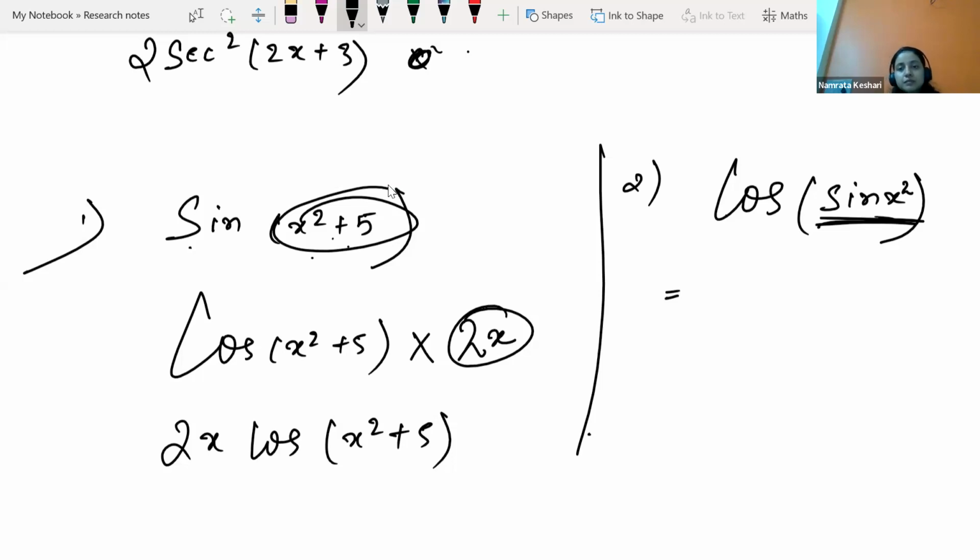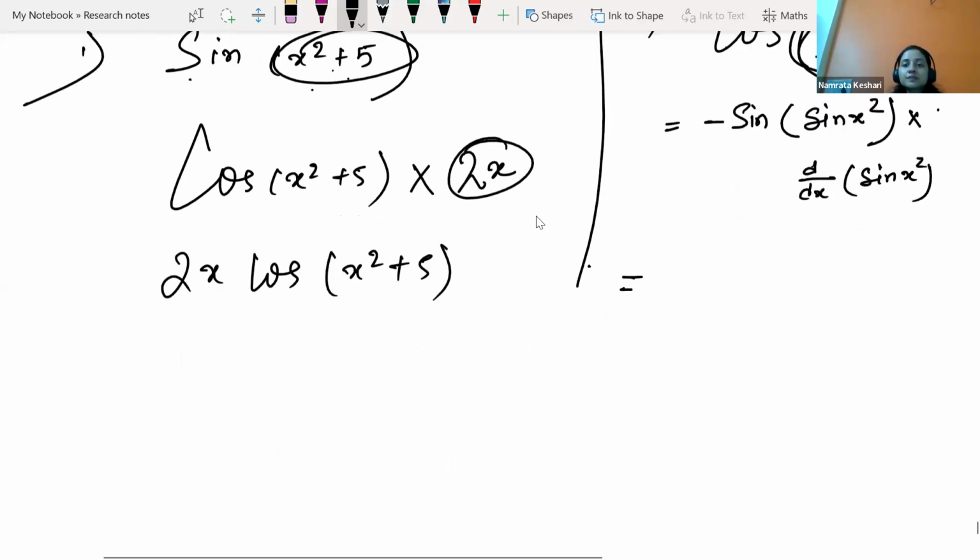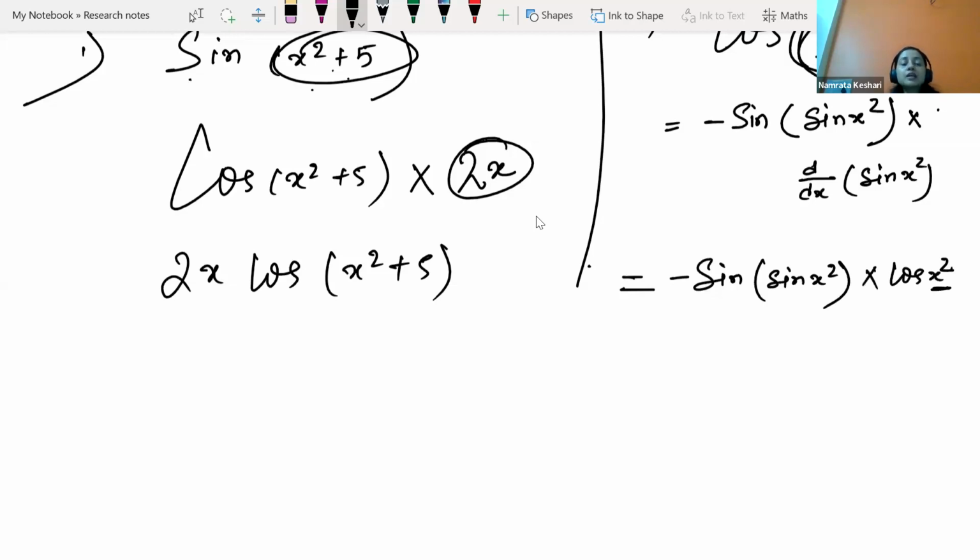No, minus sine. Minus sine x. Whatever is there, that we are treating as x. But that derivative still we need to find. Derivative of sine x squared will be cos x squared. But this is x squared, and in our formula list there is only x, so still we need to do the derivative of this x squared. Yes, that will be 2x. Are you getting it, Fatima?